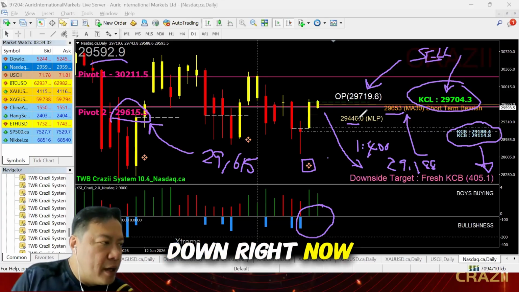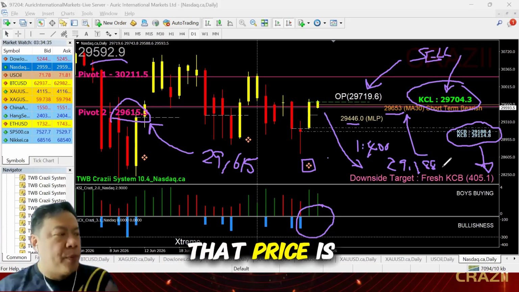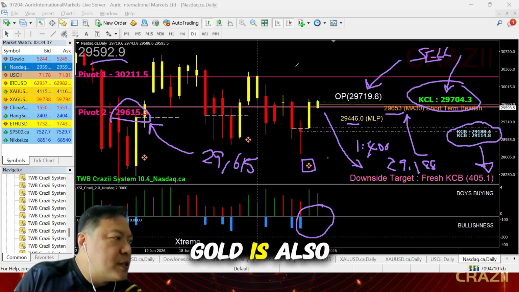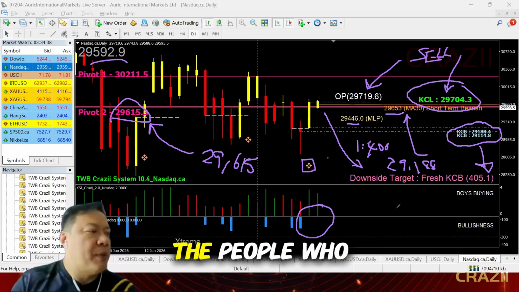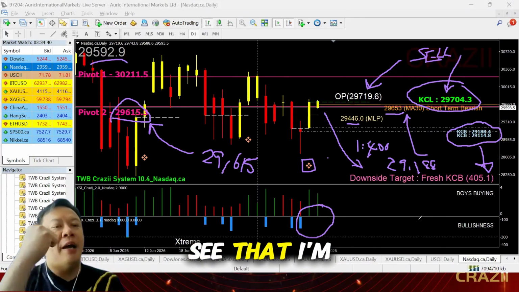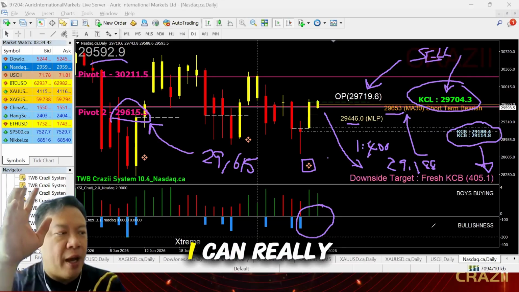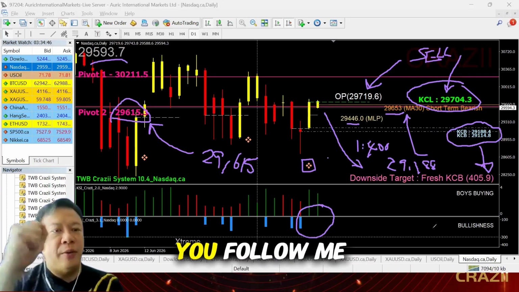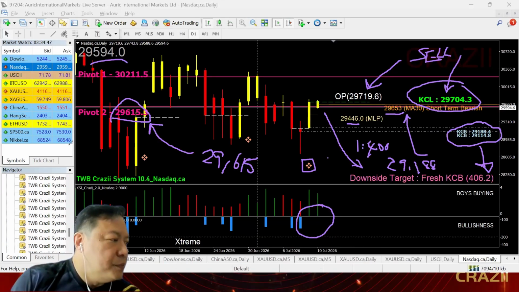So it's coming down right now as we're speaking. You can see that price is coming down and gold is also coming down. Congratulations to all the people who make money. So you can see that I'm a very, very confident trader. I can really make money as long as you follow me in the market. All right.